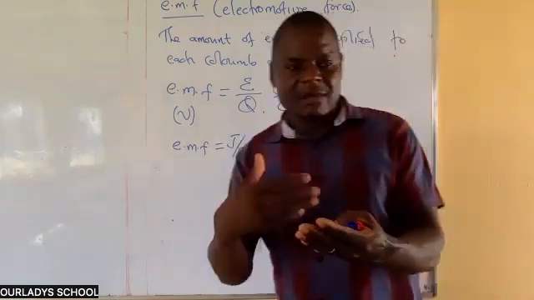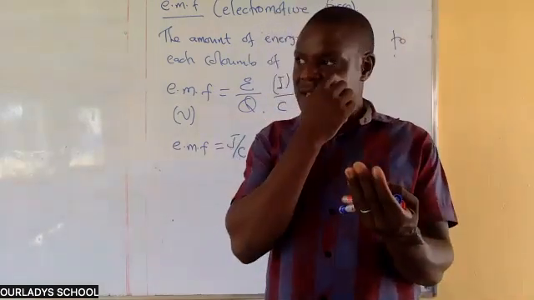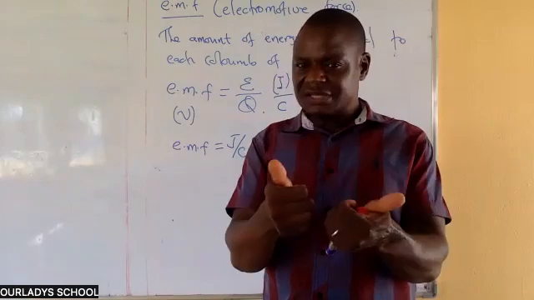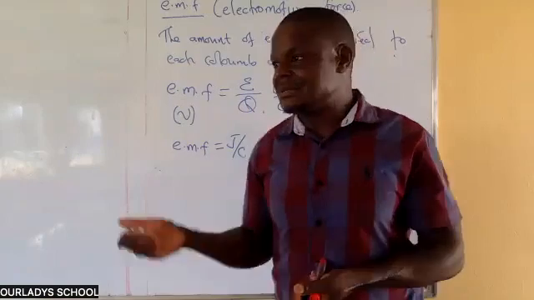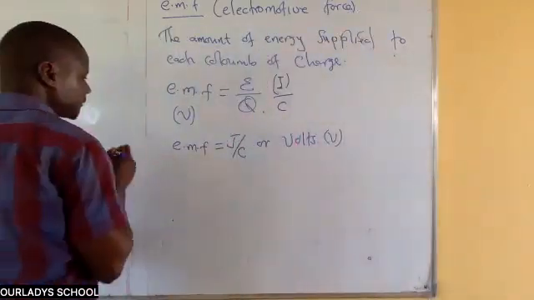So when you open the back part of the battery, you look at the voltage capacity. If it says 4 volts, 7 volts, what does it mean? That's what we're discussing today.